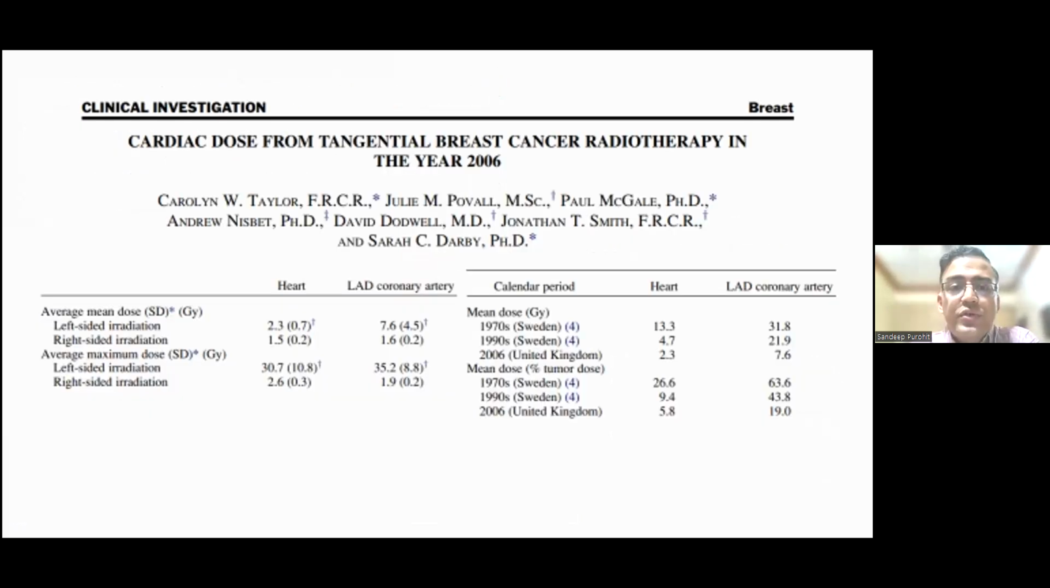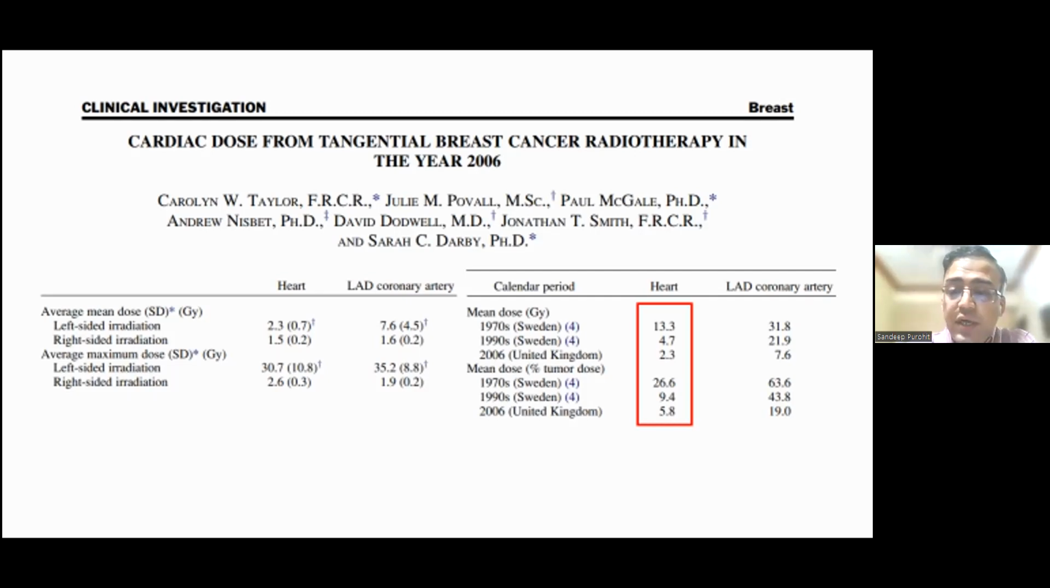Next technique: it was seen over time, from 1970 to 2006, that the heart dose gradually decreased. In the 1970s and 1990s, there was no CT-based planning. So what they did was they took the original beams that were given in the 2D era, and they drew them virtually on a CT-based plan. That showed that the heart dose in such patients in the 1970s and 1990s, the D mean was around 13.3 and 4.7 Gy, which in 2006 was reduced to 2.3 Gy.